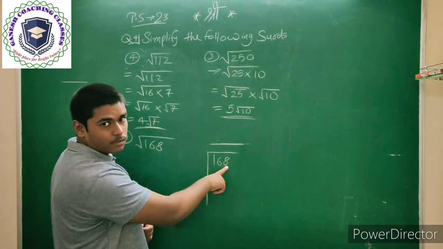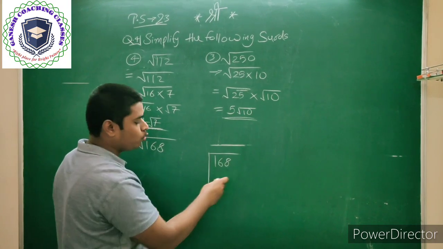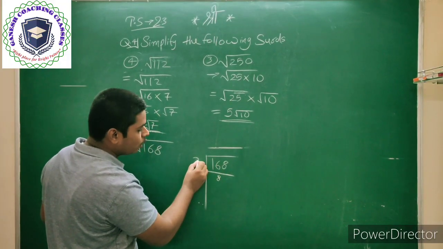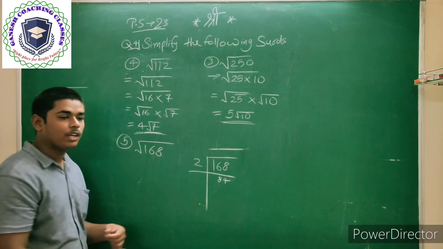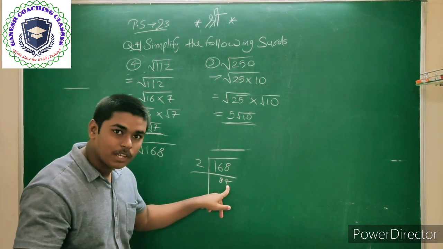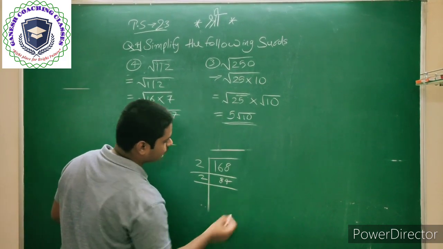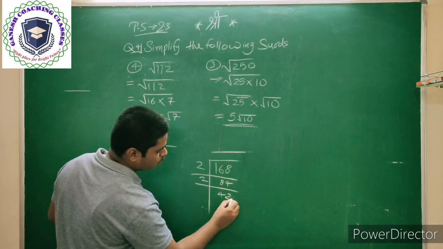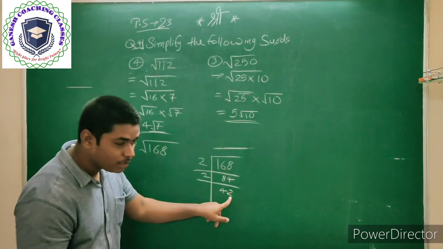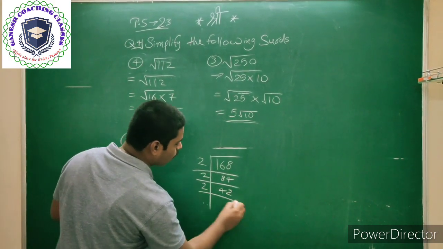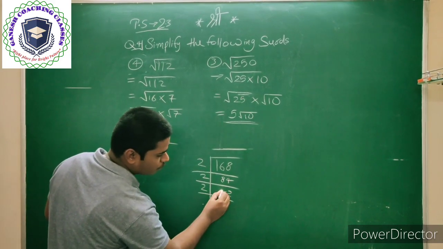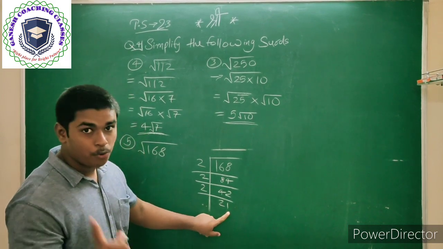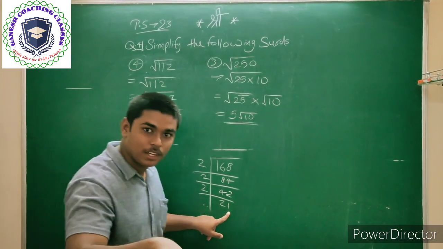In the last place there is an even number, so we will divide it by 2. Here 2 eights are 16 and 2 fours are 8. Now in the unit place again we are getting an even number, so we will divide it by 2 again. Here 2 fours are 8 and 2 twos are 4. Again we are getting an even number, so we will divide it by 2. Here 2 twos are 4 and 2 ones are 2. Now in the unit place we are getting an odd number, so we will try it by 3.